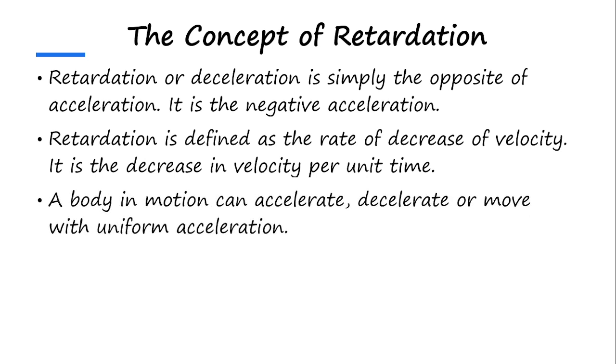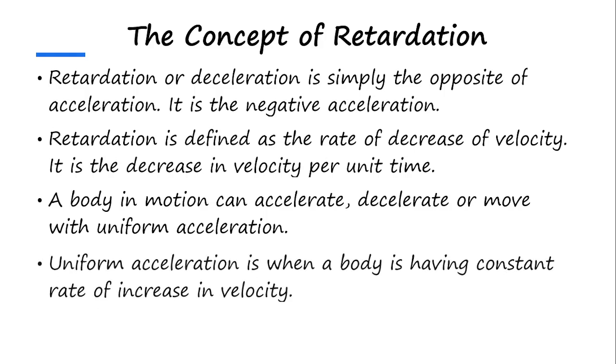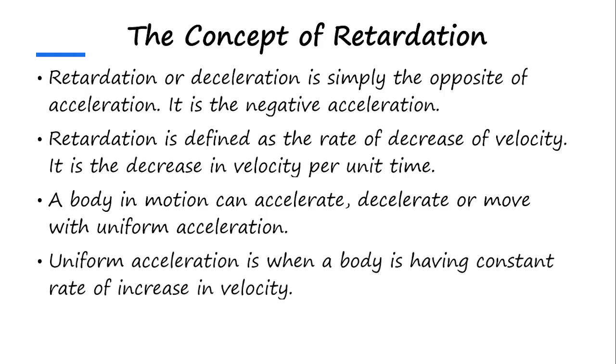A body in motion can accelerate, decelerate, or move with uniform acceleration. Those are just variations of the movements of a body in motion. It can accelerate, it can decelerate, or it can simply move with uniform acceleration. Uniform acceleration is when a body has a constant rate of increase in velocity. So when there is a constant increase in the velocity of a moving body, that is what we call uniform acceleration.